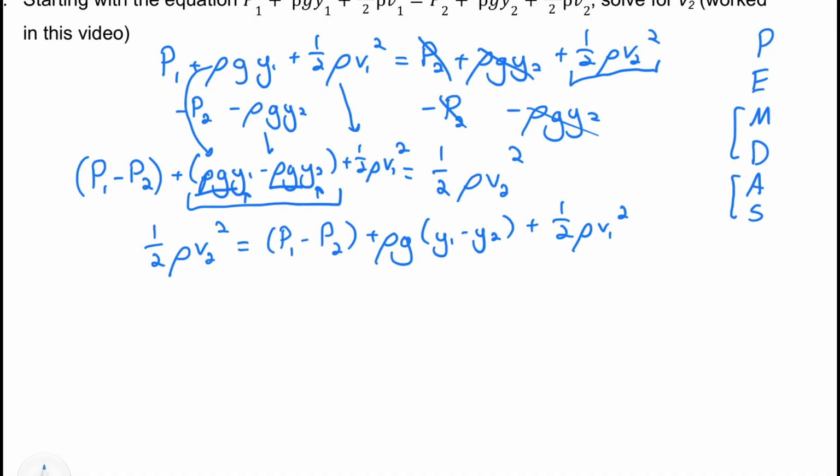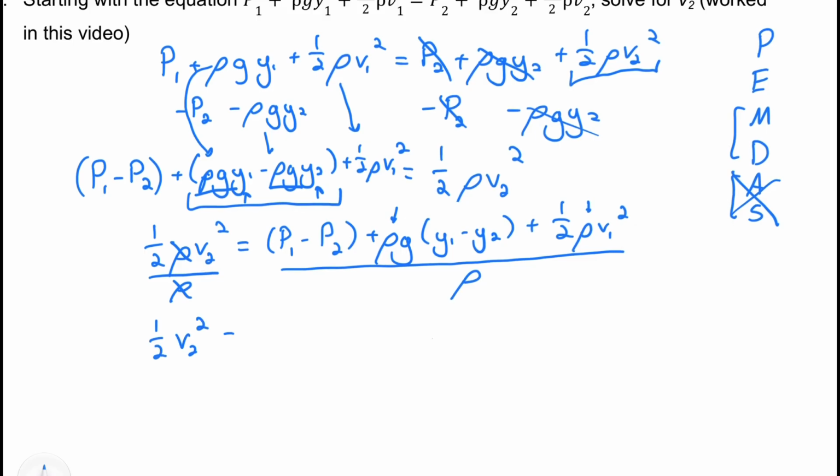Now that we did our addition and subtraction, we've got multiplication and division, which again we can handle in any order. Let's do the multiplication first. Rho is being multiplied by v2 squared, so we're going to divide by rho. Whatever we do on the left side, we do on the right side. So the left side becomes 1/2 v2 squared, and I'm going to rewrite each term on the right separately with rho in the denominator, and then we'll see if it cancels anything in the numerators.